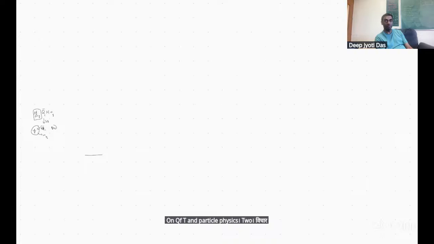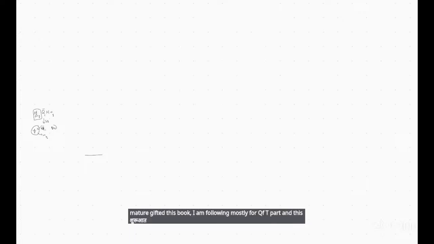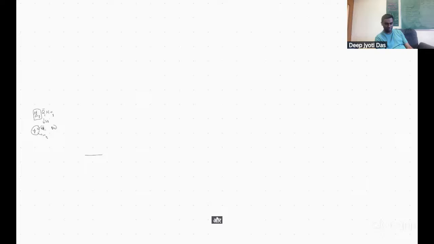Sir, one of the books from all the major books on QFT and particle physics which I like the most is QFT for the Gifted Amateur. I am following this book mostly for the QFT part, and the Schwartz book for the standard model and QFT. And there are Peskin and the other book that you use a lot, Srednicki.